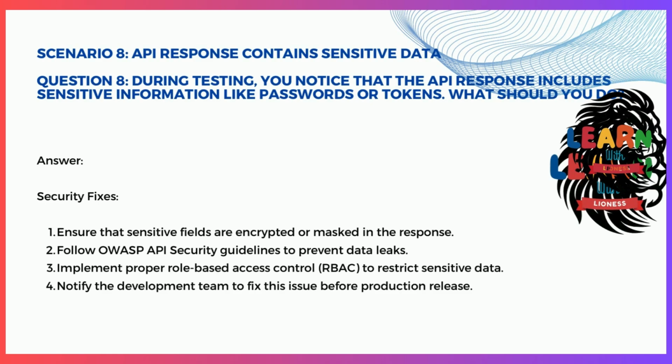2. Follow OWASP API security guidelines to prevent data leaks. 3. Implement proper role-based access control, RBAC, to restrict sensitive data. 4. Notify the development team to fix this issue before production release.